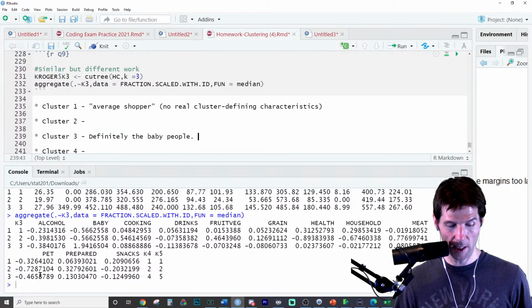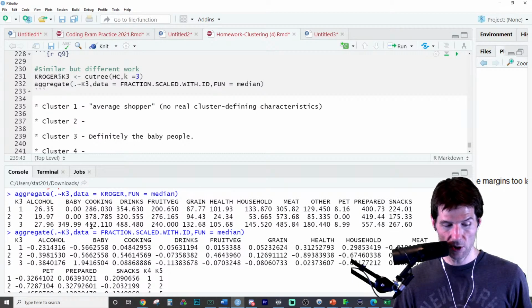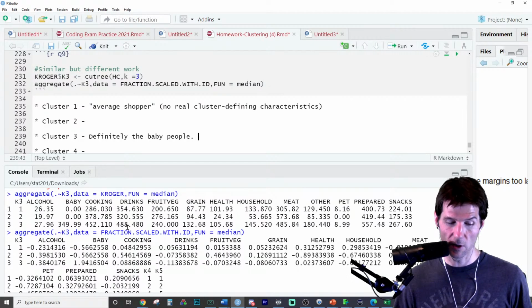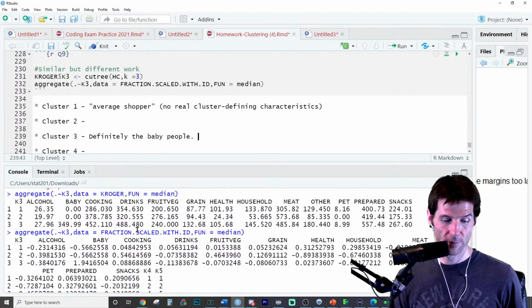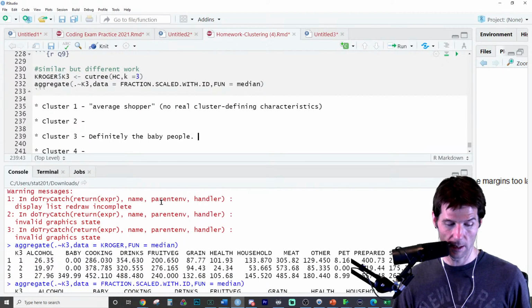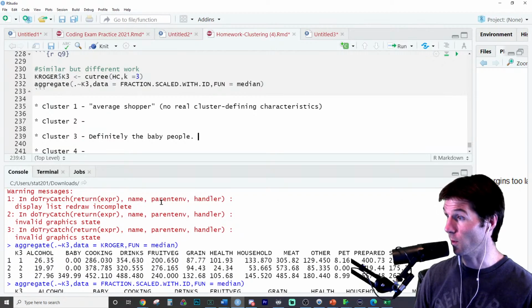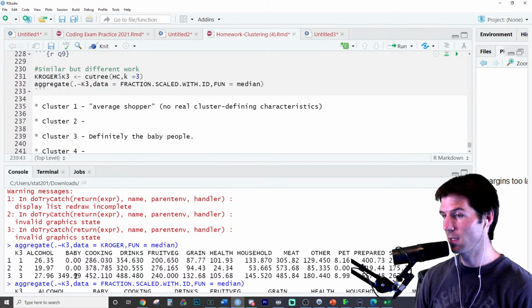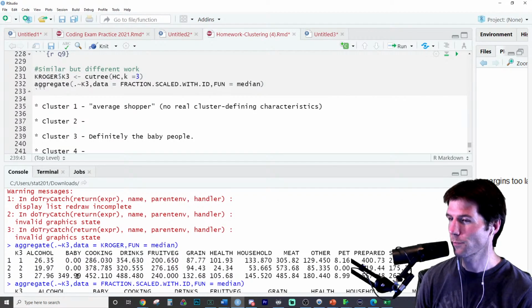Right here, looking across, what else do I see? I'm not seeing anything really high on the z-scores, and I don't know if these are the exact same clusters, but I'm going to assume they are. They really are just high in baby stuff. They do like drinks. You see these are different clusters, so kind of not a good idea to look at that. It did cluster them differently with the fraction scaled. But these are the baby people.